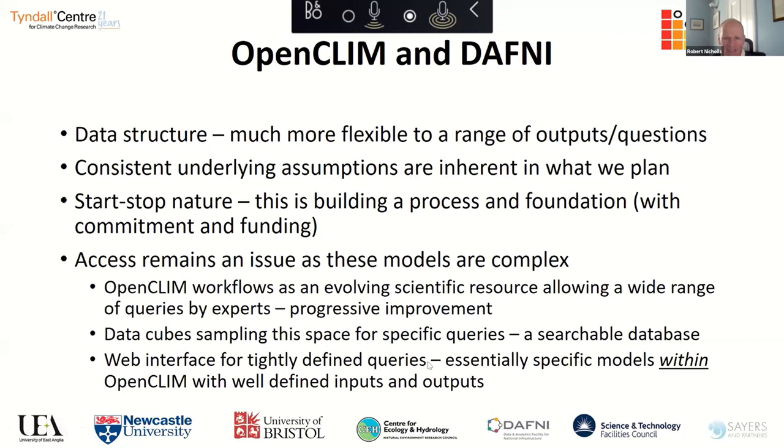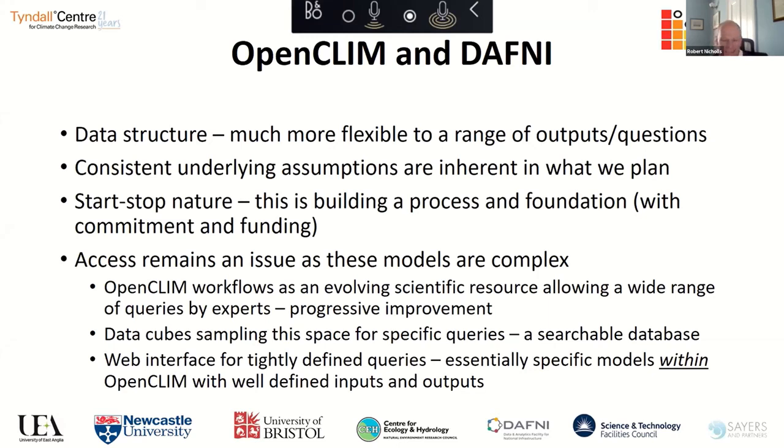And then lastly, you have a web interface for tightly defined queries. This is not a web interface that can look at the whole OpenCLIM portfolio, if you like, of models and possibilities, but for tightly defined queries it would allow a user to interact with the models and essentially use them. And we've certainly been discussing this a lot with Catherine.